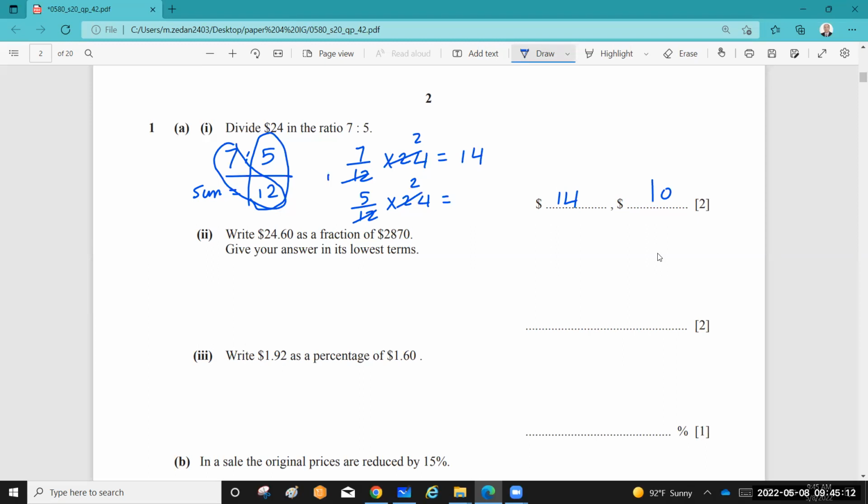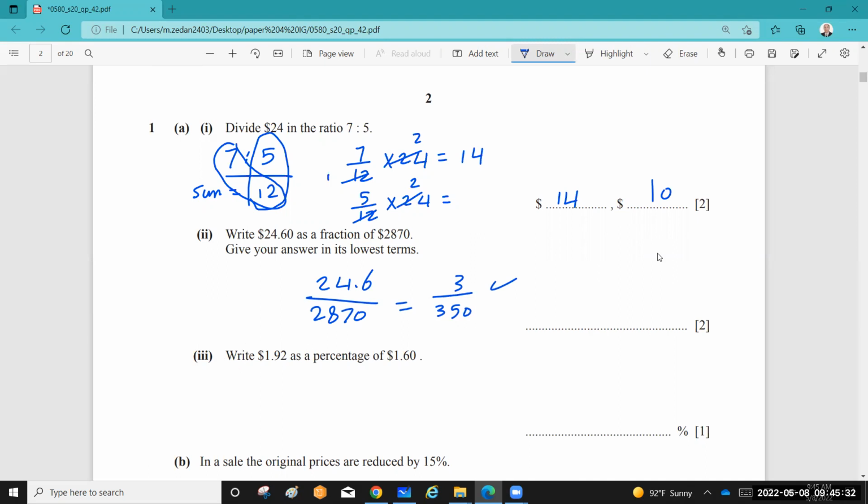Write $24 as a fraction of $2,870. Give your answer in the lowest terms. Just divide 24 by 2870 on the calculator. You will get the fraction 3/350. This is the answer. Only divide by calculator.